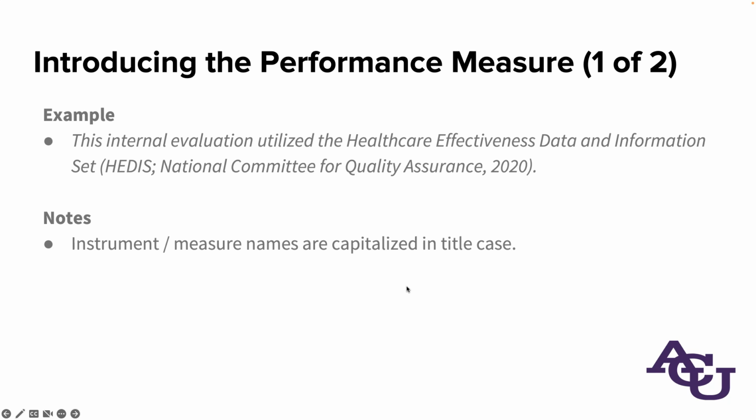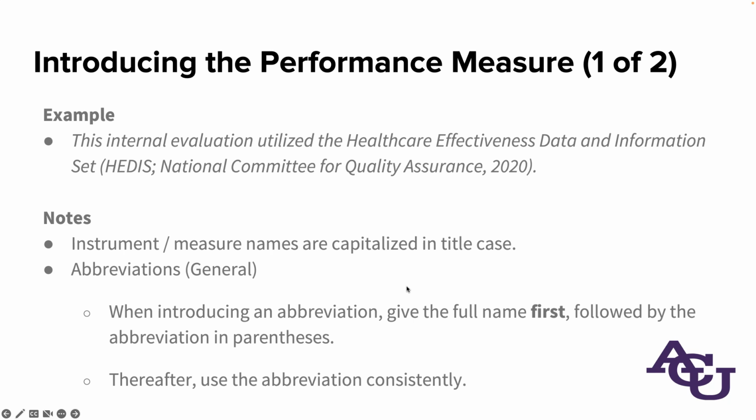Now, if you're doing this, keep in mind that instrument or measure names are capitalized in title case. In the instructions for this assignment, they're not all in title case, but as you're reformatting them in your paper for APA style, make sure they are. And that means, among other things, that any important word and any word with 4 or more letters will get the first letter capitalized. When you are introducing an abbreviation, make sure you give the full name first, followed by the abbreviation in parentheses, and then use the abbreviation thereafter instead of the full name.